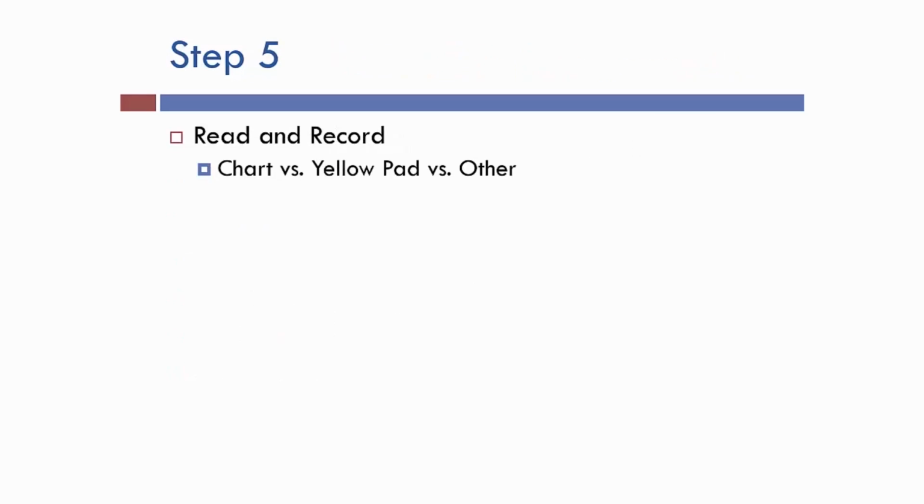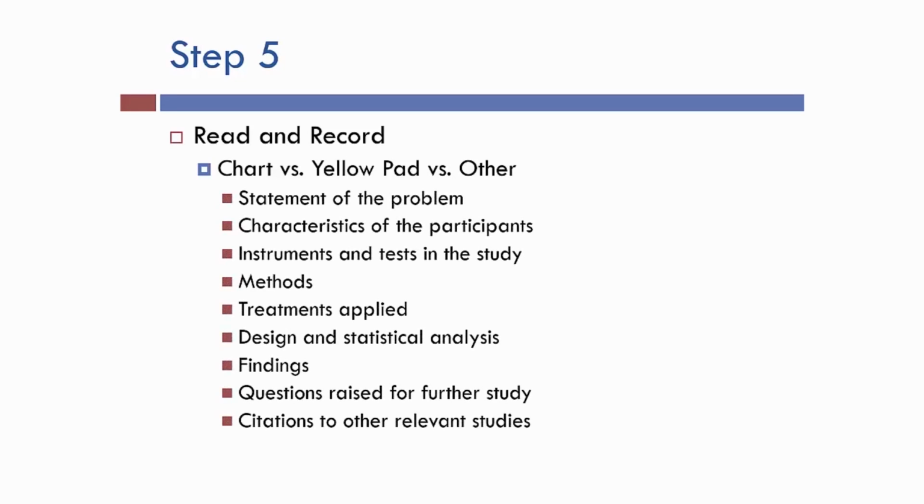And then we're going to read and record. And again, this is when you use the chart versus the yellow pad versus whatever it is you choose to do. You may have your own way. You may have 4 or 5 different pages open and you copy paste stuff in, and that's fine. You can do it all electronically. The statement of the problem, the characteristics of the participants, the instruments and tests, the methods, the treatments applied, the design, statistical analysis, findings, all of this stuff. You need to have all this stuff. If you can find these things in all the papers that you're reading, you're going to have it made.